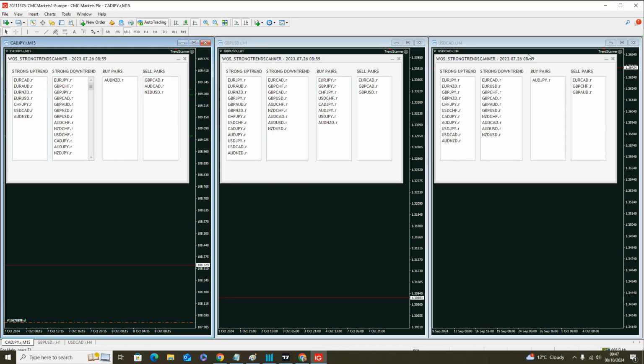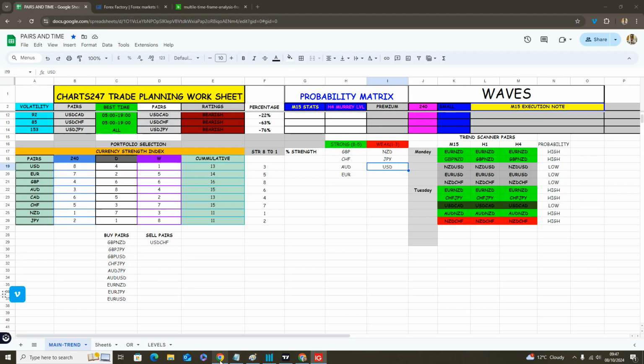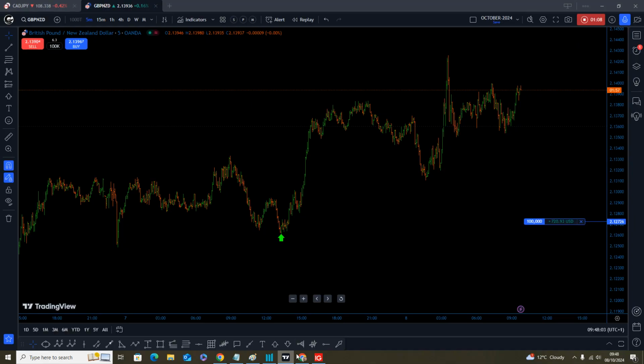So yesterday, like I said, we added the Euro New Zealand. All these pairs are Monday pairs. We only took the Pound New Zealand. The trade is still going on. I didn't close it.